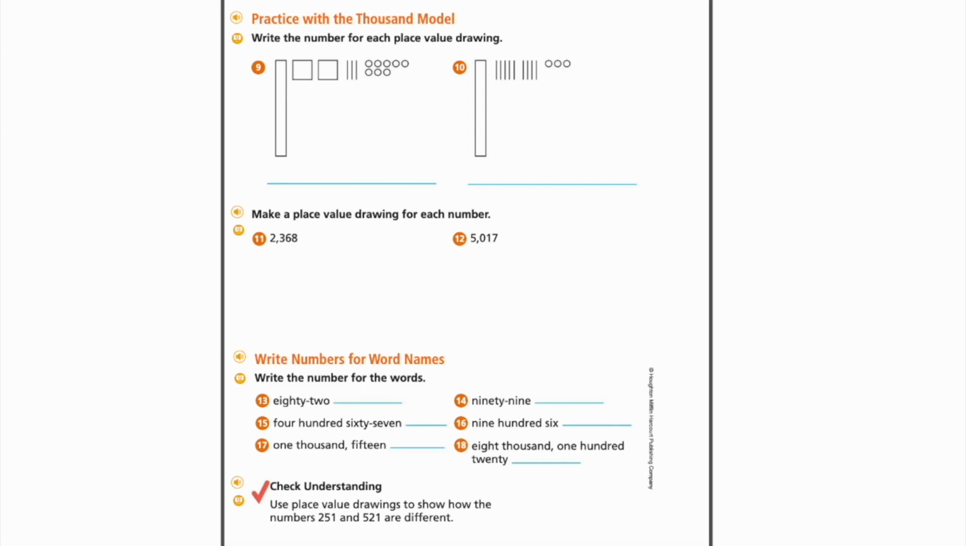You are also going to do the check for understanding. There's room down at the bottom right. You are going to show me with place value drawings the number 251 and then draw 521 so that I can see how you know they are different. The numbers are the same, but they're switched around in different values. When you're done, please bring me your worksheet so I can look at both sides.